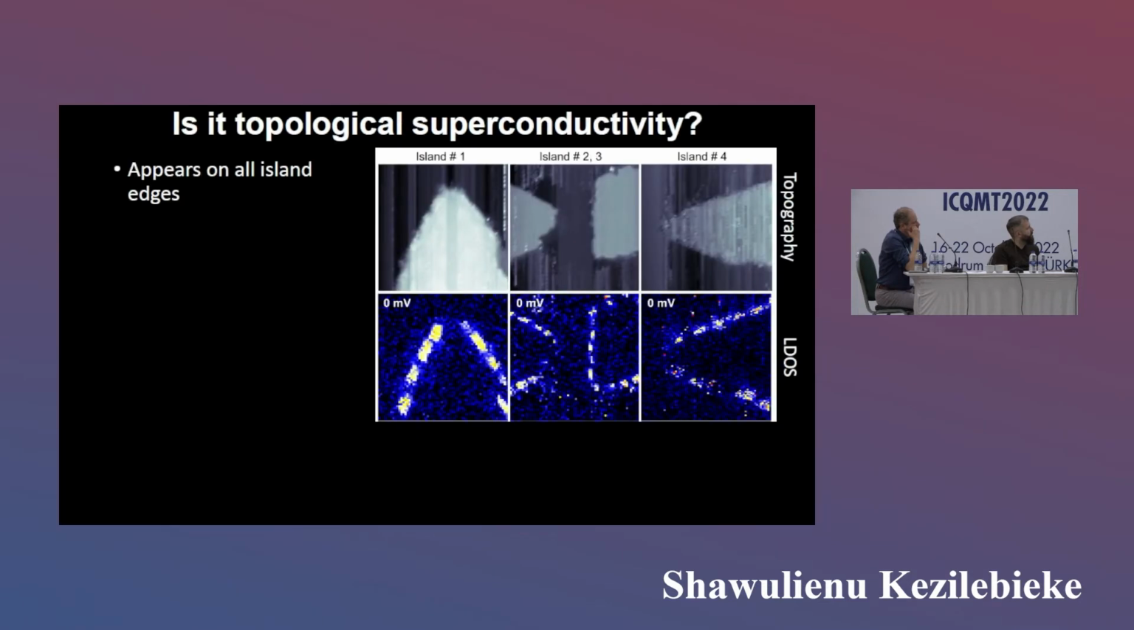Next slide, please. In STM, of course, we can measure different islands with different shapes and different tip conditions, and in all the cases we only observe these states at the edge for all the islands. It doesn't matter what kind of shape and orientation of the island we have.